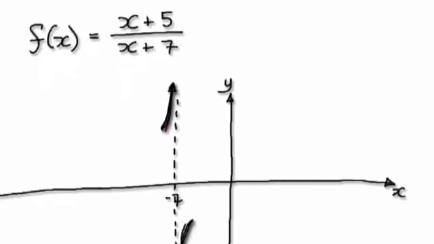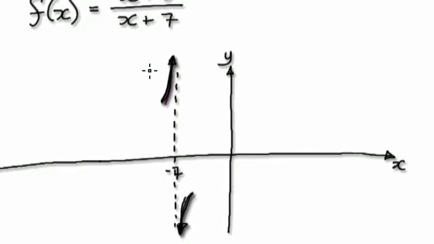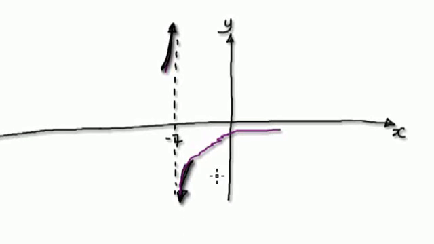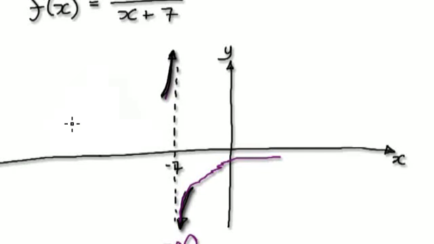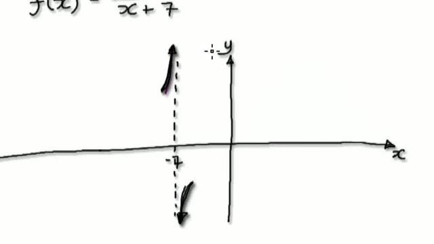So following on from the previous video, we were trying to sketch this graph here, and we got to this stage here, where if we head towards -7 from the right hand side, it will head towards negative infinity, and then as you head towards -7 from the left hand side, it will head towards positive infinity. So this is the stage that we got to in the last video.